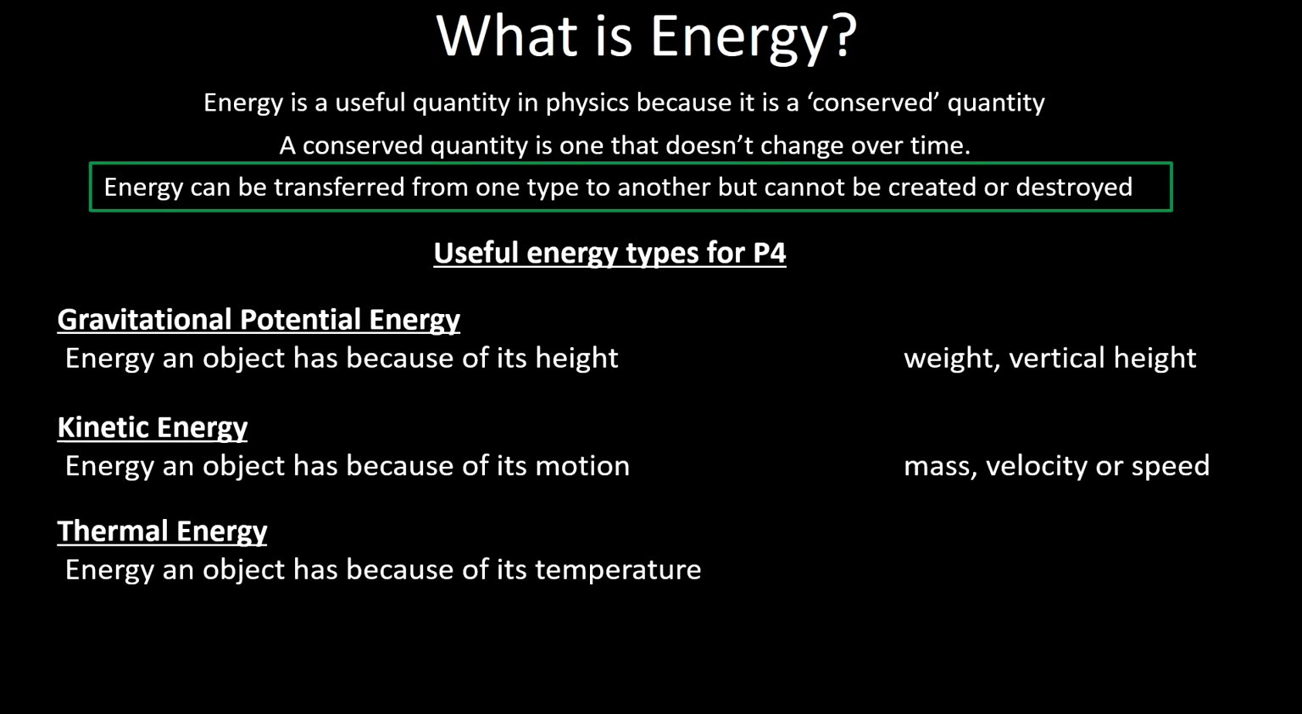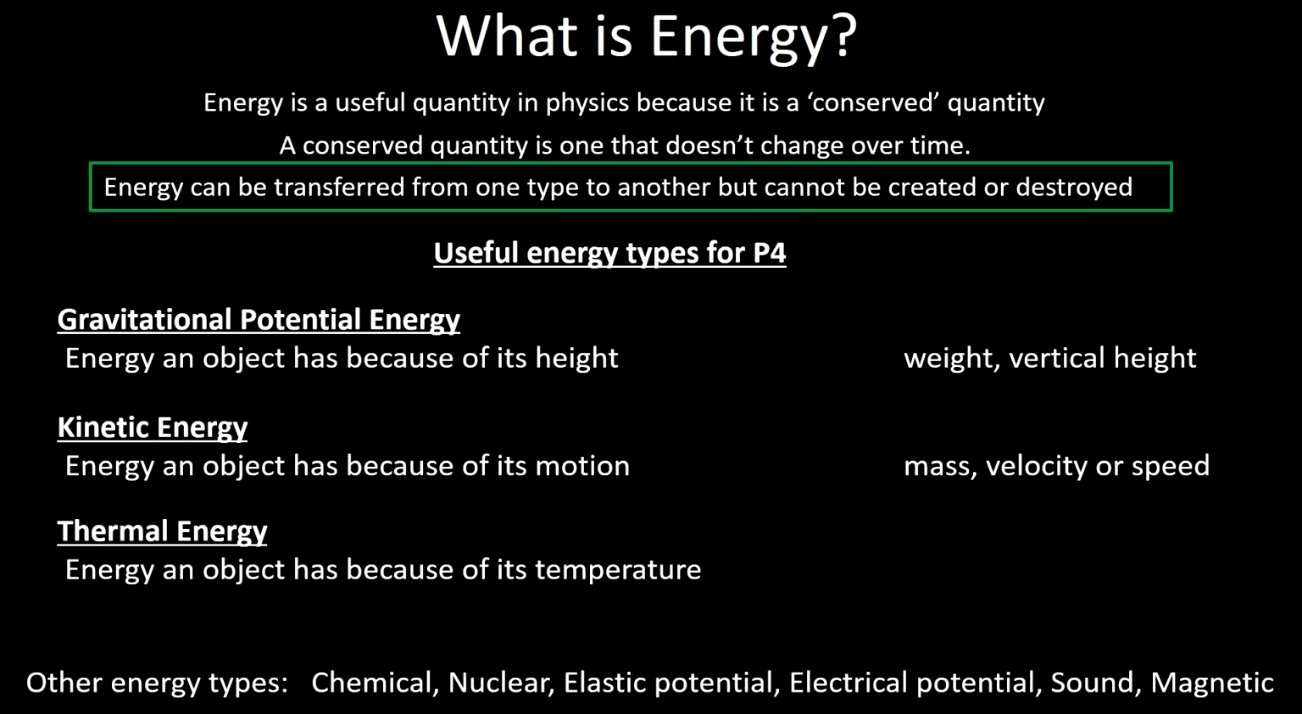And then the final type that's actually quite useful is thermal energy, and we'll explain why in a minute. You don't really need to understand exactly what factors affect that, or indeed how to calculate it, but it is useful to know that it often occurs in these problems, and we'll see why. Other energy types are chemical, nuclear, elastic potential, electrical potential, sound, and magnetic potential energy as well. Some of these you might encounter. We'll see an example with chemical energy from a fuel later on, but the three that I've listed are the most important ones.